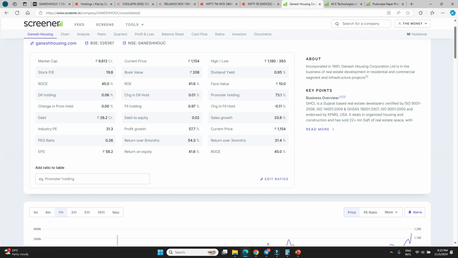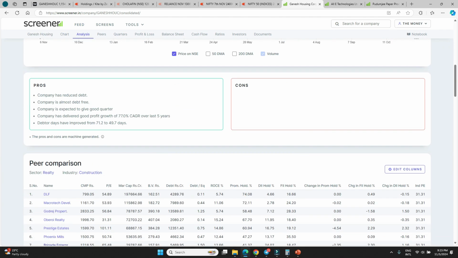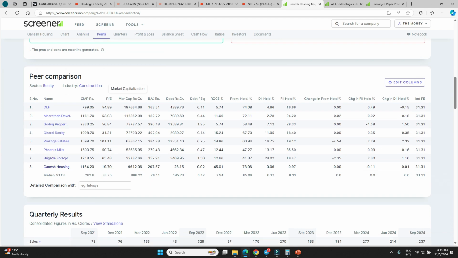Okay, debt is not there, and also the stock is trading, 208 is the book value. Okay, it is trading 5 times more than the book value. But when we see with respect to the price to earning ratio, 19 percent, industry standard is 31 percent, it still has around a 45 to 50 percent discount level. Okay, let's go further to analyze. All these are positives, there are no cons in this company.